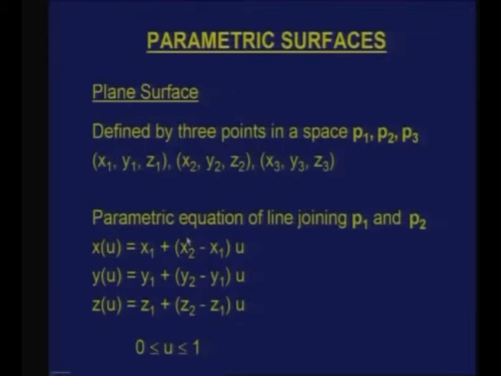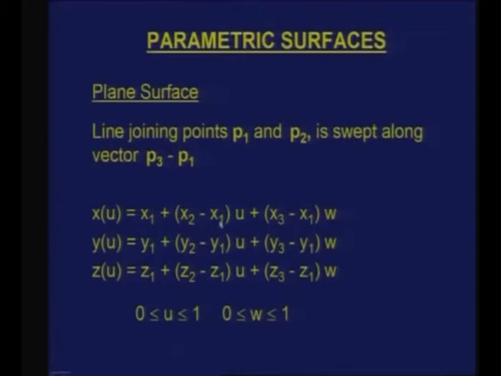So, one of the ways to define it is: given 3 points P1, P2, P3, which are x1, y1, z1 and so on, the parametric equation joining P1 and P2 can be written in the form of x1 plus (x2 minus x1) u, y1 plus (y2 minus y1) u, and so on. This is a parametric equation representing the 2 points, going from P2 to P1. Now, I can sweep this along a direction. What is the direction? That is P3 minus P1, which is another given direction.